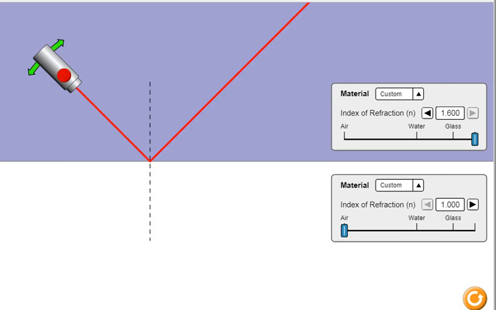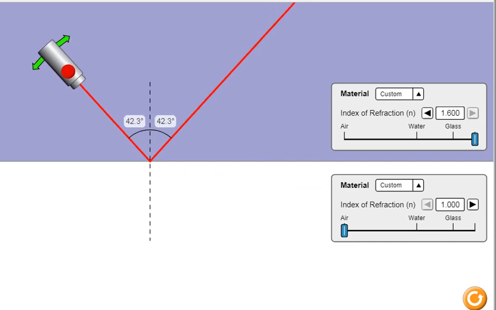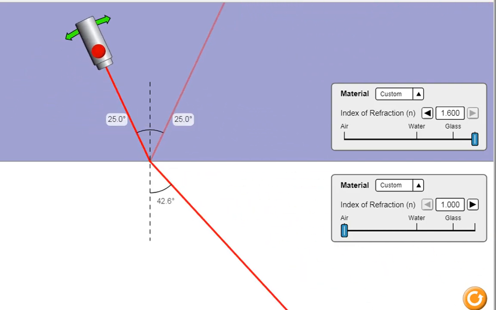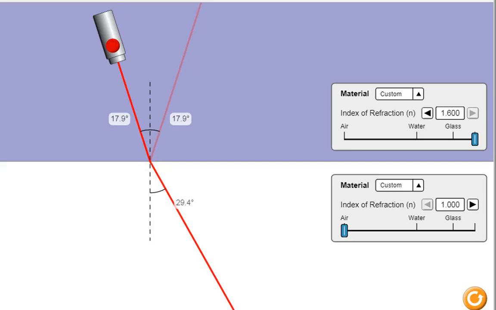So we put on the light, let's put on our angles, and now what we need to do is find out what is the critical angle for this arrangement. And how do we do that? We change the angle of incidence. Okay, you see at this angle of incidence, 17,9, we are getting refraction and reflection. So this is not critical angle. This is smaller than the critical angle.